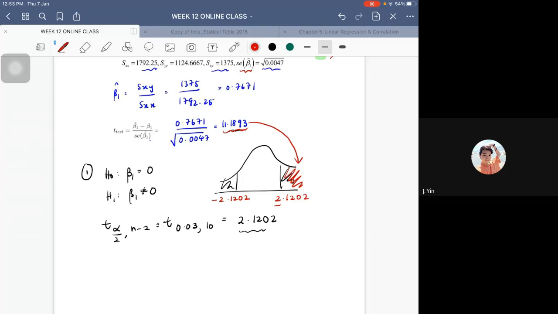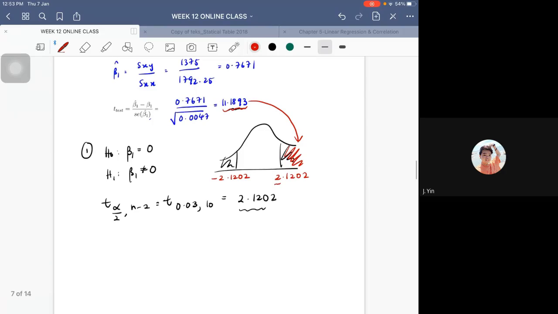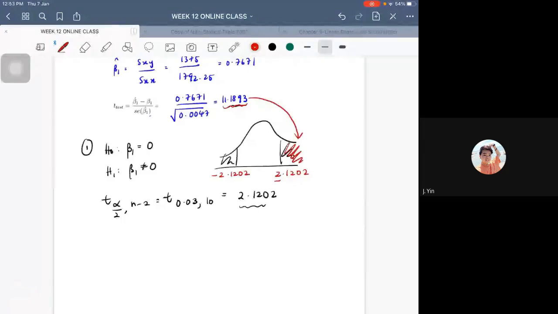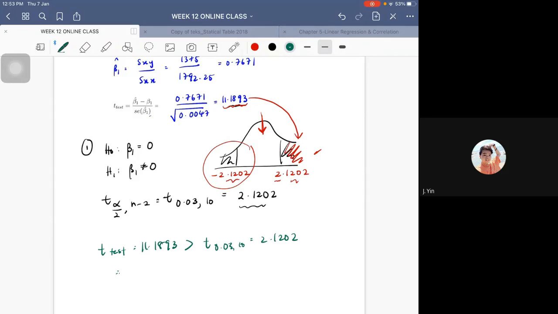In terms of how you argue whether you're going to reject or do not reject, I mentioned this to you before. First, you can write it in terms of inequality. For this case, we don't have to compare with the other value because it's going to fall on this side. If it's in between, then yes, you have to compare with both of the values. Otherwise you don't have to. For this case, I'm going to write that our test value of 11.1893 is greater than t 0.03,10, which is given by 2.1202. Therefore, we are going to reject H null.